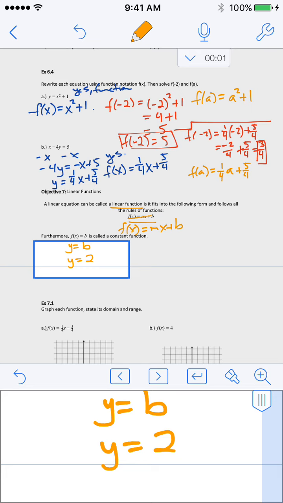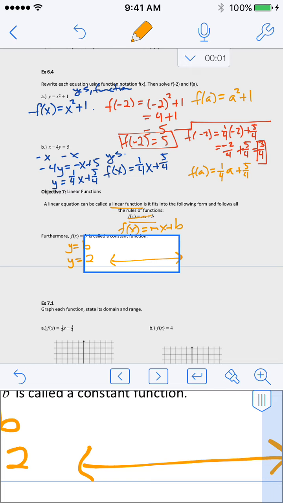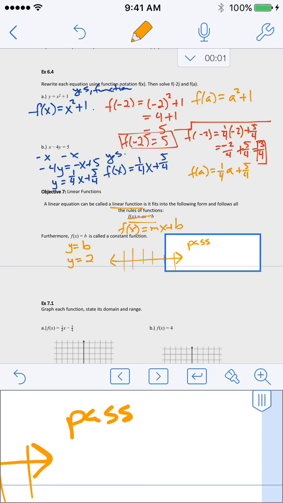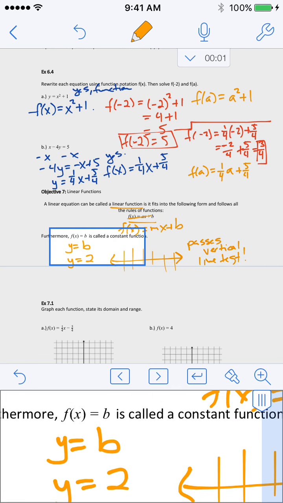Alright, when you have y equals 2, that's a horizontal line, right? A nice, pretty horizontal line with 0 slope, and it goes across at 2, right? So y equals b would be the same thing. And therefore, since it passes a vertical line test, right, it is a function. It's a function. Passes a vertical line test. Woohoo! Yay! Well, at least one of them does. So passes the vertical line test because it's a horizontal line, right? And therefore we can call it a function. F of x equals b.